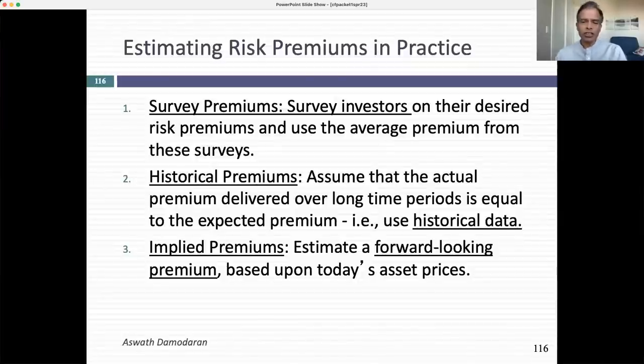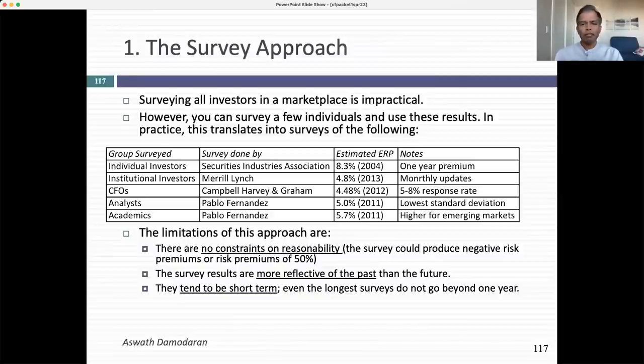The third approach, which is something I've been pushing for almost 30 years, is a forward-looking premium. Sounds fancy, but I'm going to estimate an equity risk premium based on what you pay for stocks. Sounds, you know, mysterious, but I'll come back and explain how what you pay gives away your equity risk premium. It's called an implied premium. So let's start with survey premiums first.